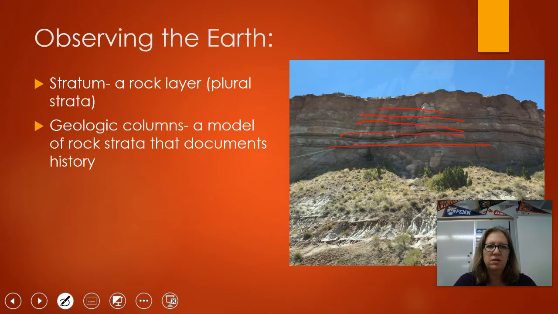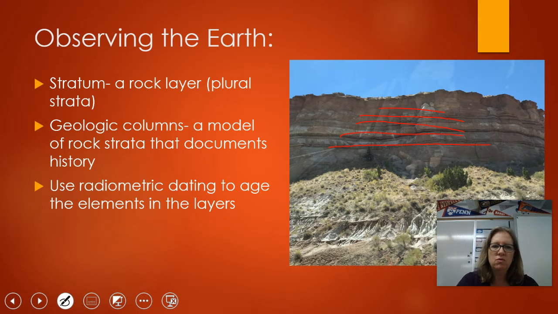Secular scientists refer to this as the geologic column, and it's a model of these strata, and they use that to basically document history. They use this thing known as radiometric dating to help age the layers. There's some question whether radiometric dating is super reliable. It relies on radioactive decay of atoms, and different elements have different decay rates. And so they test the elements in the layers, and then based on that, they make a guess at how old the rock layers are.